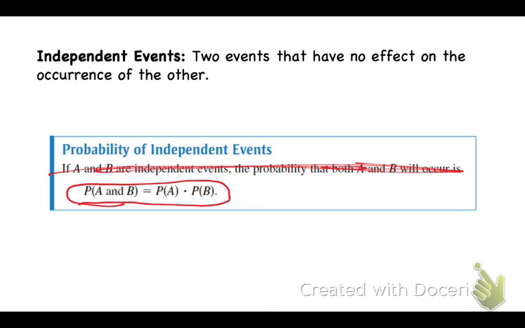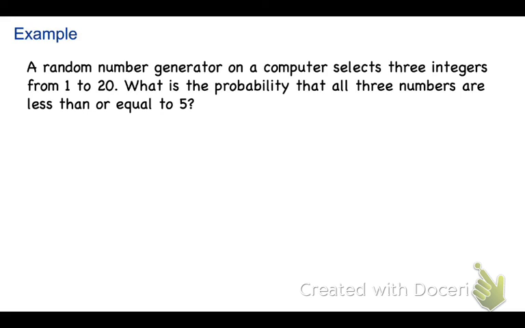So when you are reading these problems, you need to know whether they are independent or dependent. You need to know if order matters. Do you need to read carefully? Yes. Okay, are we good? So we could do one. A random number is generated on a computer, and a computer selects three integers, 1 through 20. What is the probability that all three numbers are less than or equal to 5?